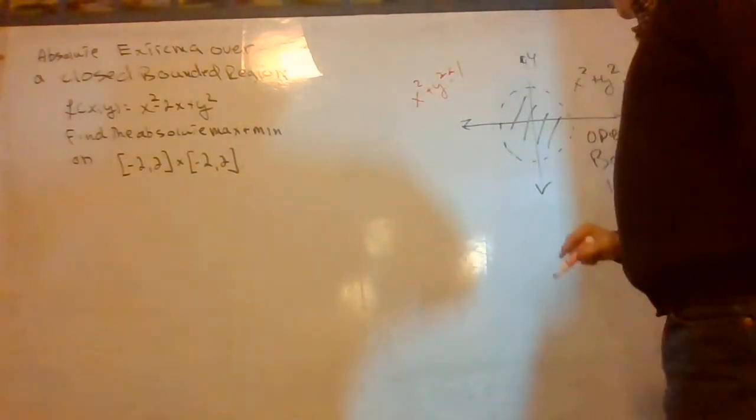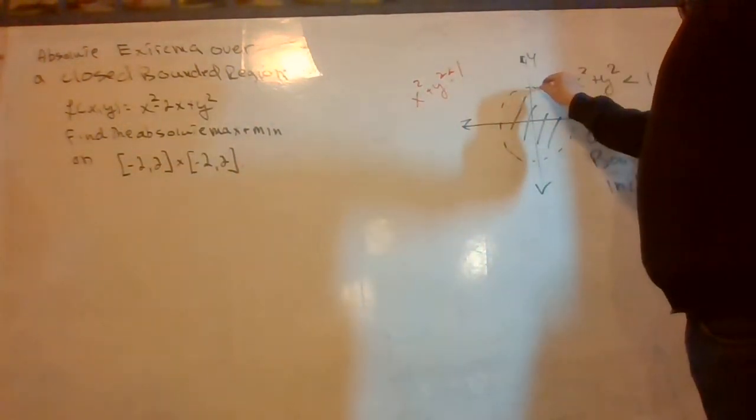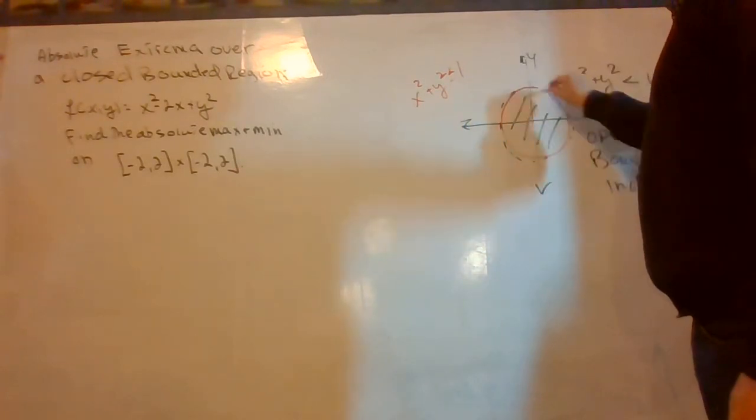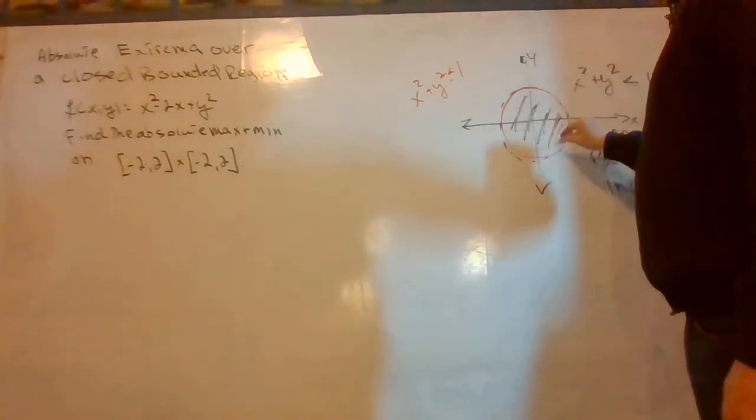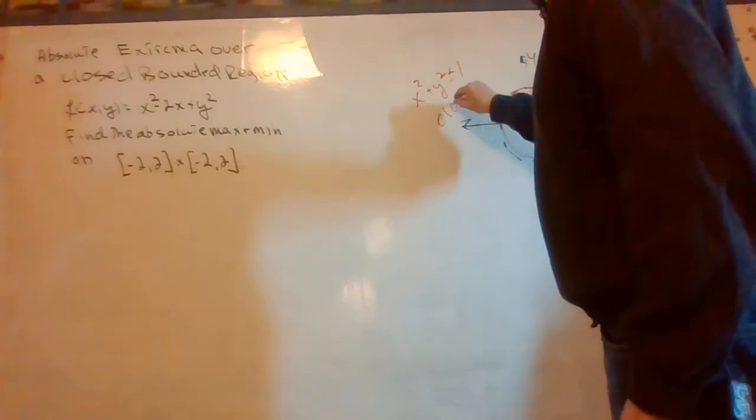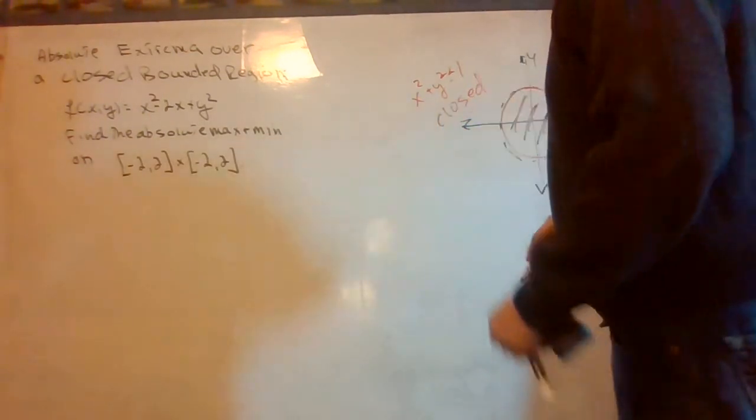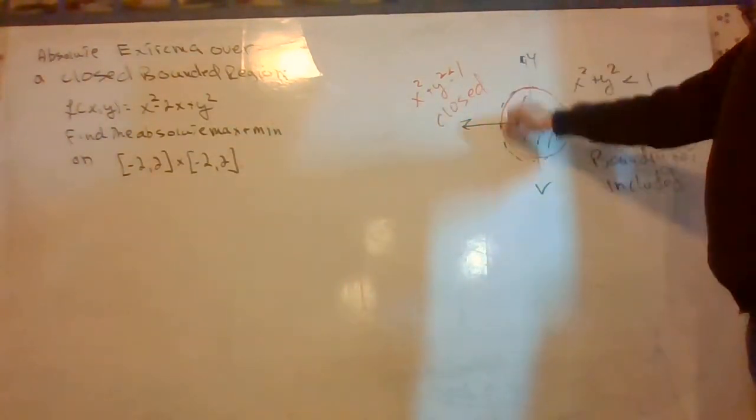x squared plus y squared less than or equal to 1, then we, of course, would include the boundary and everything inside, and that would be a closed region because it includes the boundary.